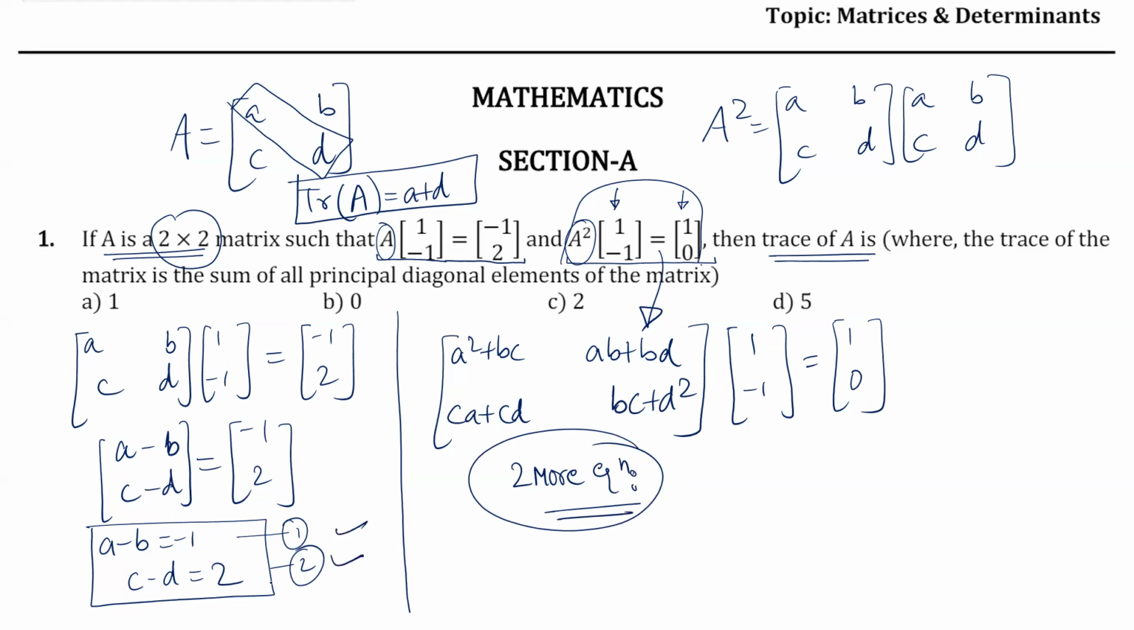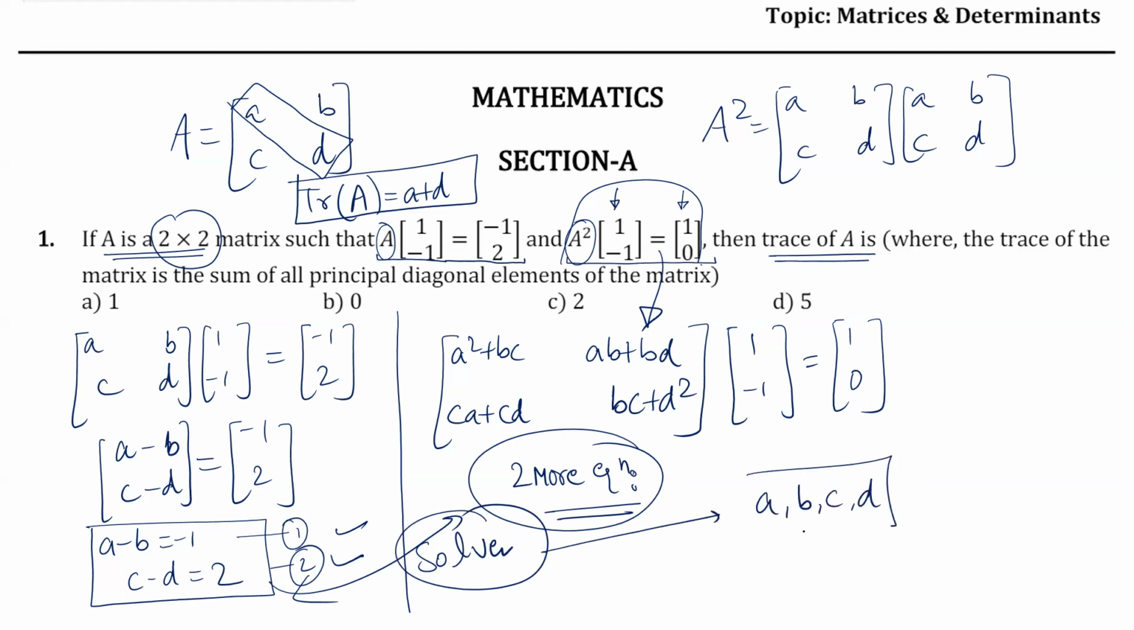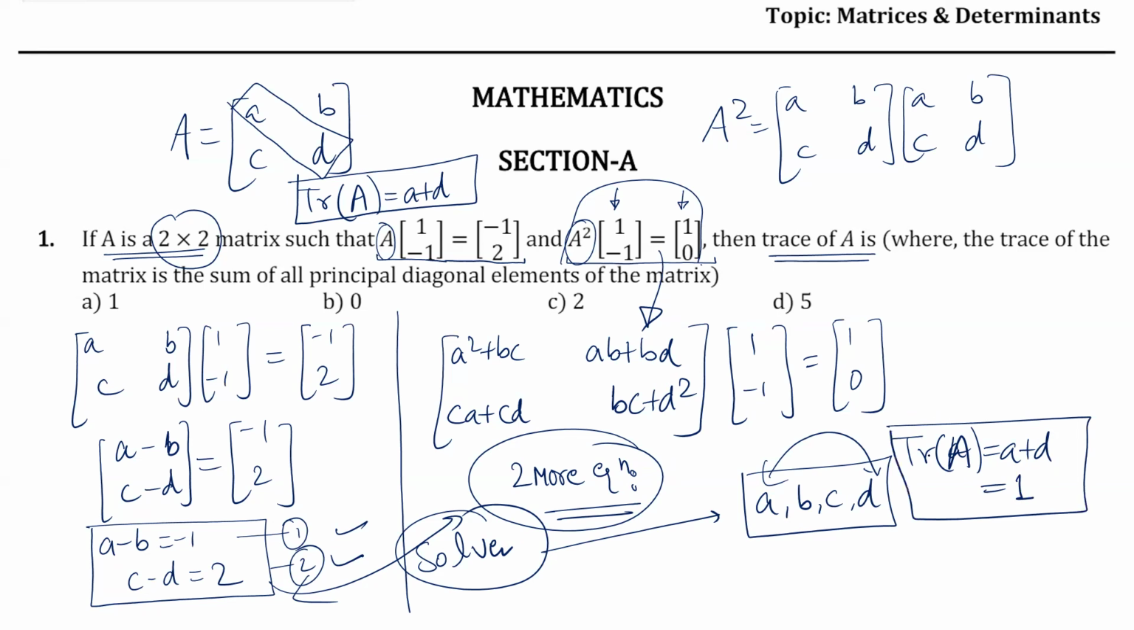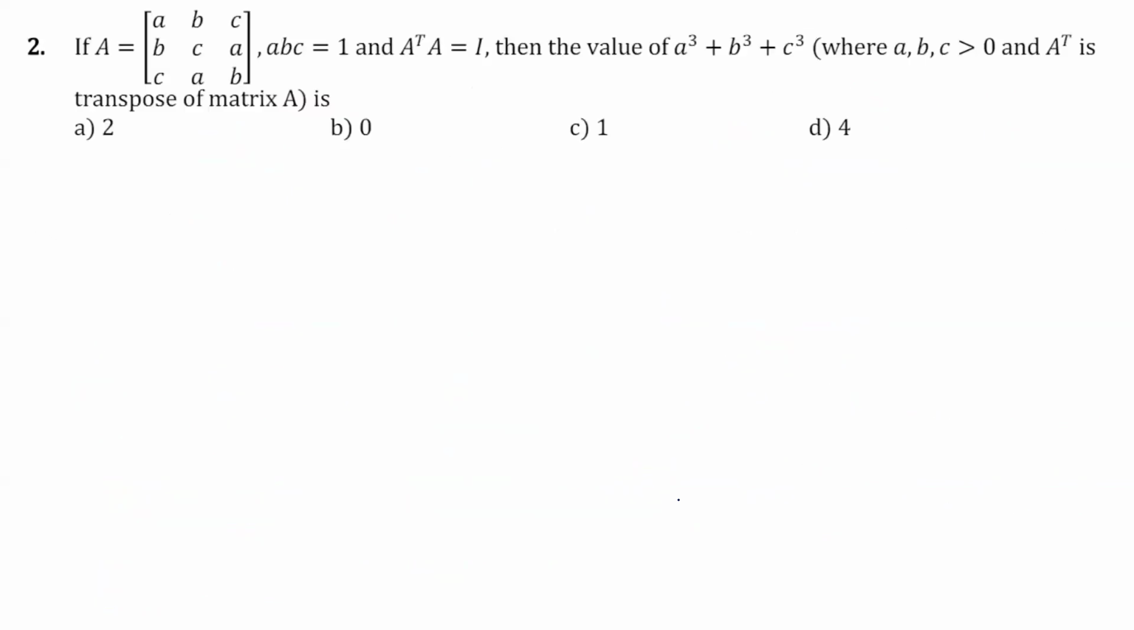Solve these four equations and you will get a, b, c, d, all the terms. Then you will be able to find the trace by adding a and d. So trace of A matrix will be a plus d, and you can find that this will come out to be 1. So here option A will be the correct answer. So this solution you can do. Let us move to the next question.